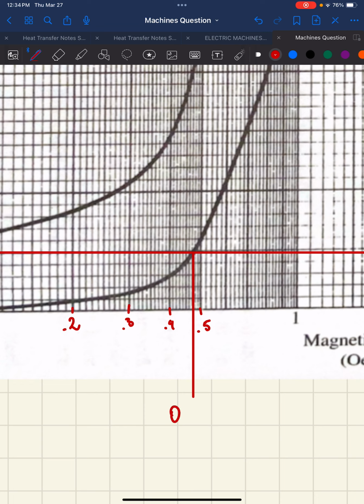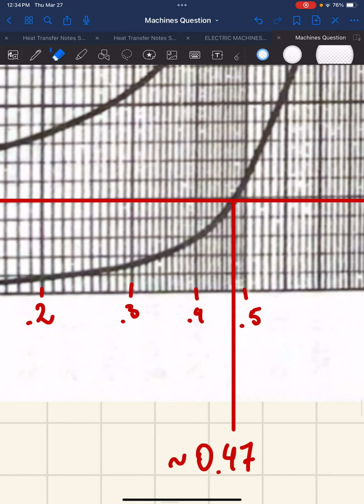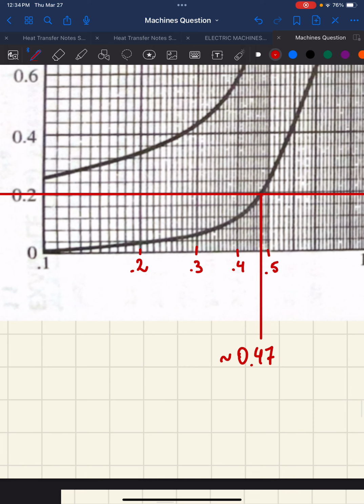The best way to do it would be with the textbook. If you have a physical copy of the textbook, you can use a ruler and draw some lines with pencil to see where things cross. This is the best I can do with the iPad. Let me fix this so that it looks easier to read. So it's approximately 0.47.